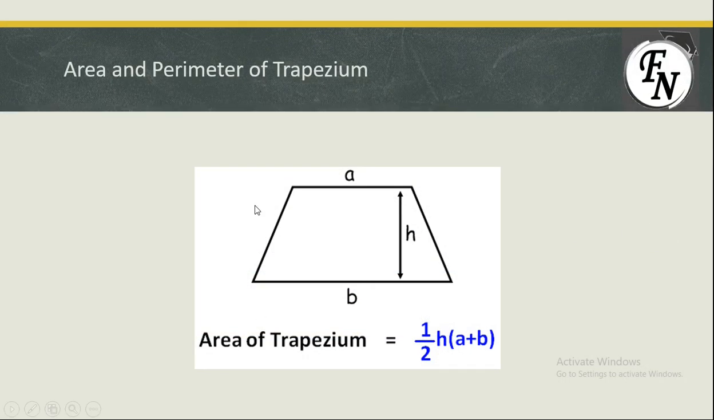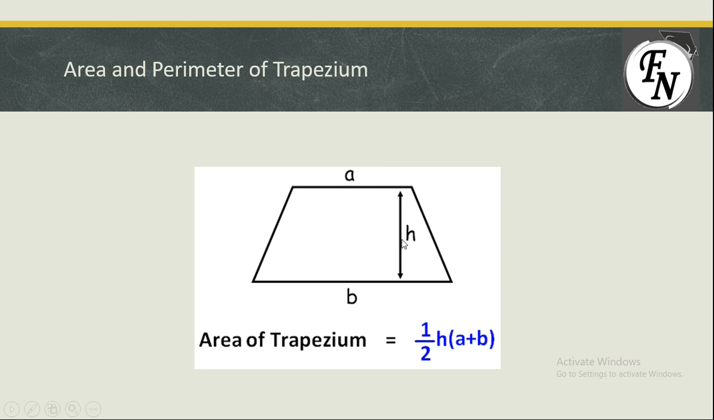First of all, I have a trapezium here. A trapezium has one pair of parallel sides. That means two opposite sides of a trapezium are parallel, but they are not equal in length. The two other sides are not parallel and they are not equal as well. Other than that, it has a common height which is perpendicular to both of the parallel lines.